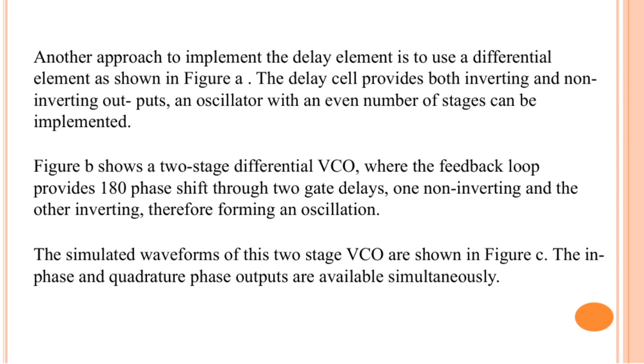Moving on to Figure B, this shows a practical example, a two-stage differential VCO. The key here is the feedback loop, which introduces a 180-degree phase shift. It achieves this through two gate delays, one inverting and the other non-inverting, creating the necessary conditions for oscillation.